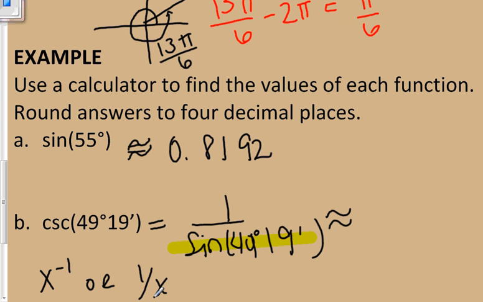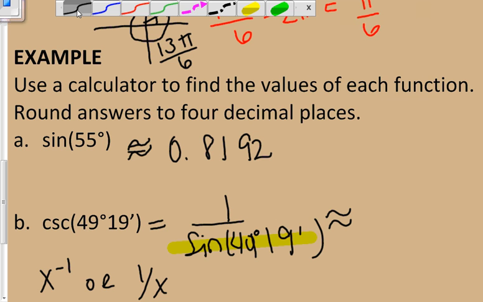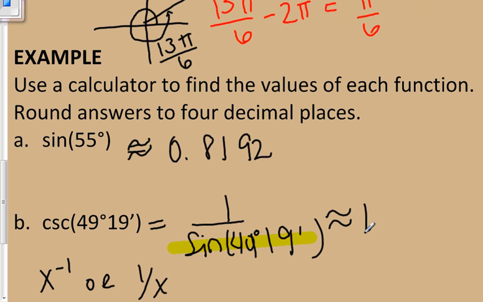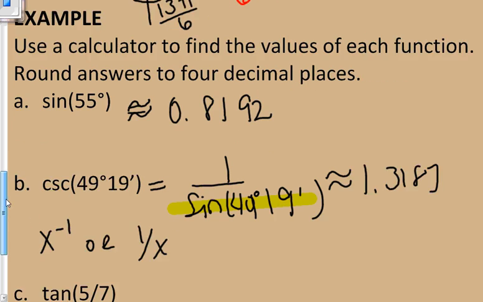You go ahead and do the sine of 49 degrees 19 minutes after you did the conversion of the 19 minutes. You use one of your 2 reciprocal buttons, whichever one you have, and then you'll get the answer. And I did that. Don't forget to make sure you're in degrees, not radians, or otherwise you'll get a radically different answer. So it's a positive 1.3187.